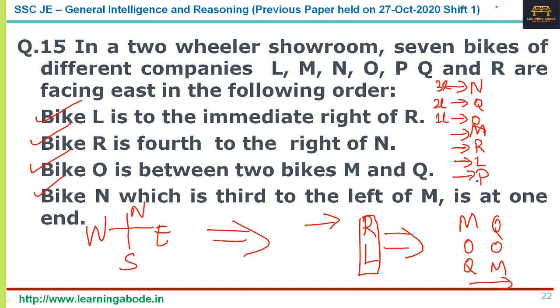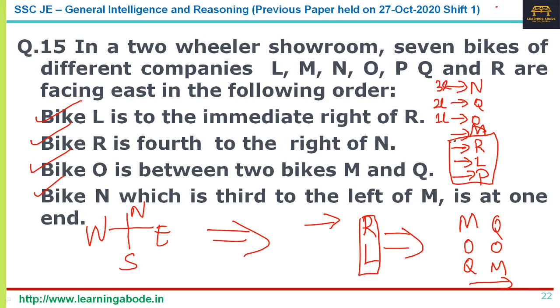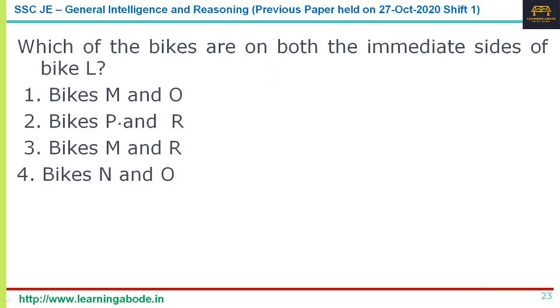Now let's look at the question. This is the order: N, Q, O, M, R, L, P. This is the order of the 7 bikes. The question is, which of the bikes are on the immediate sides of bike L? L is between R and P. That's answer option 2, so it's given as P and R. That's answer option 2 for question number 15.